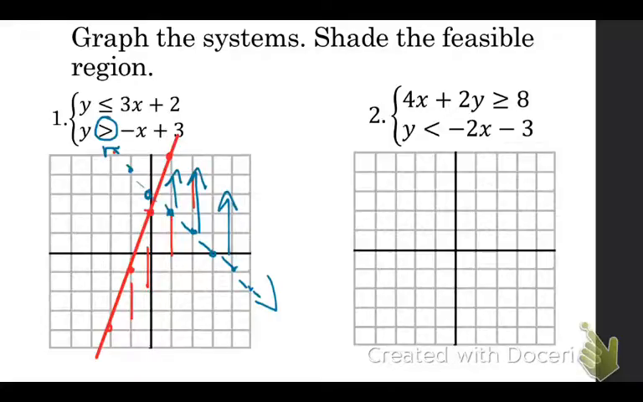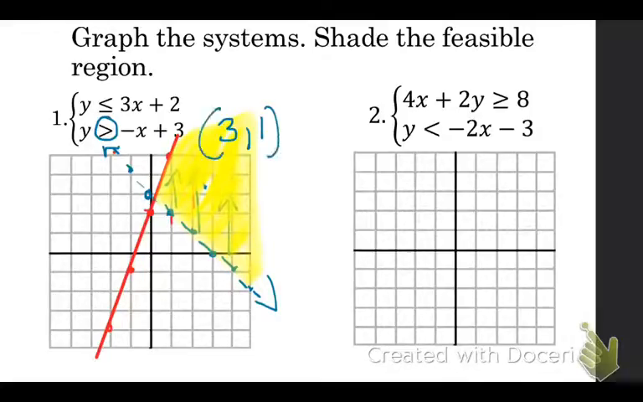So now I can see where my regions overlap. I'm going to get rid of this area, and the shaded region would be in here. So any ordered pair that falls in that shaded region would satisfy the system. So what you could do to check it would be select any ordered pair, such as the point 3, 1, and plug it in for x and for y into both inequalities. If it satisfies both of them, that will verify that that is the correct shaded area.